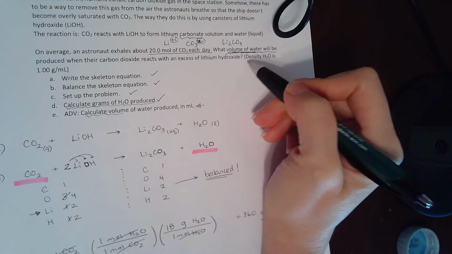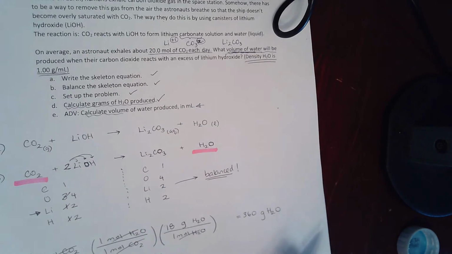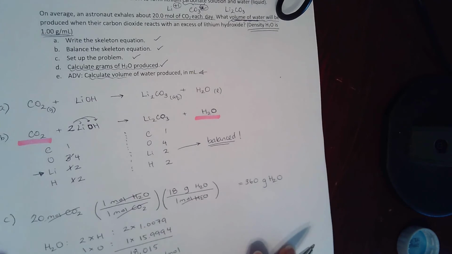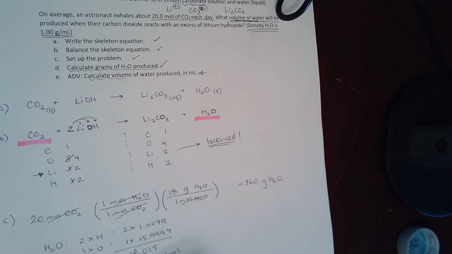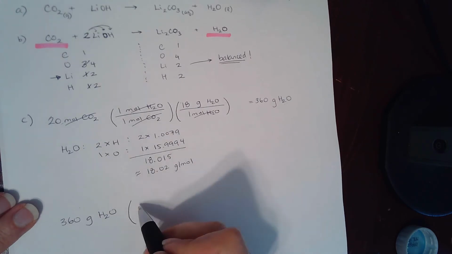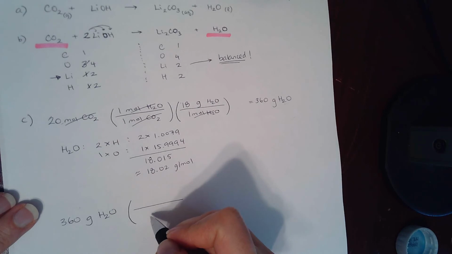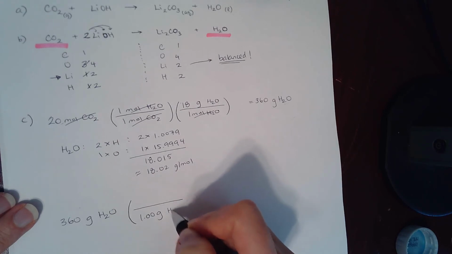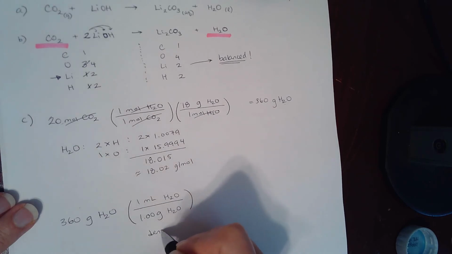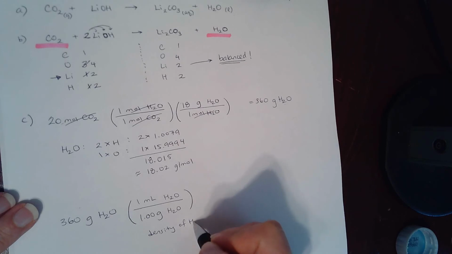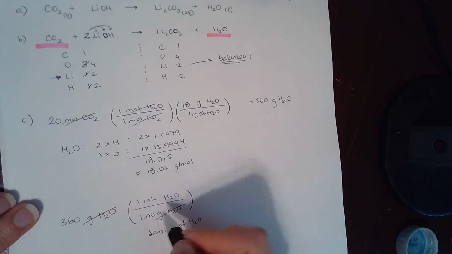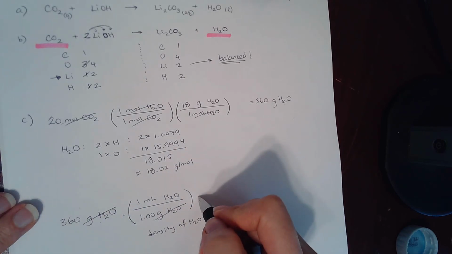We calculate grams of water produced, and now we're going to do that last piece of using the volume. Well, that's where this piece of information, the density, comes in. Density tells you how much mass per unit of volume we have. So 360 grams of water. Well, what do we know about water? Water's density is exactly 1 gram of water takes up 1 milliliter of volume. That is the density of water, and that was given in the problem. There are a lot of denser things, but that's the density of water.